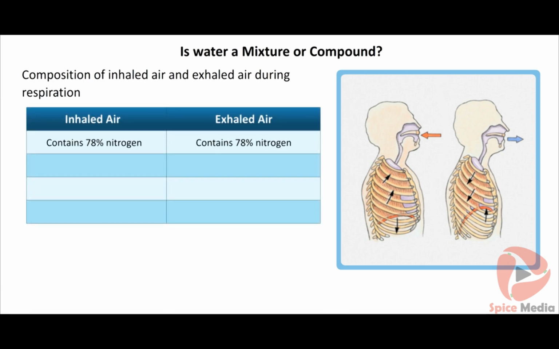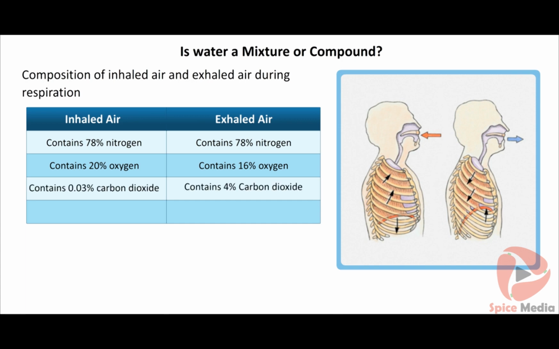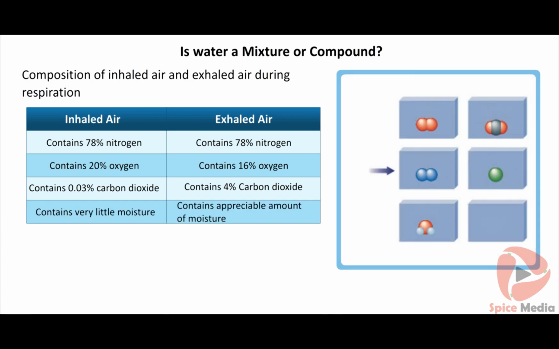Inhaled air contains 78% nitrogen. Exhaled air contains 78% nitrogen. Inhaled air contains 20% oxygen. Exhaled air contains 16% oxygen. Inhaled air contains 0.03% carbon dioxide. Exhaled air contains 4% carbon dioxide. Inhaled air contains very little moisture. Exhaled air contains an appreciable amount of moisture.